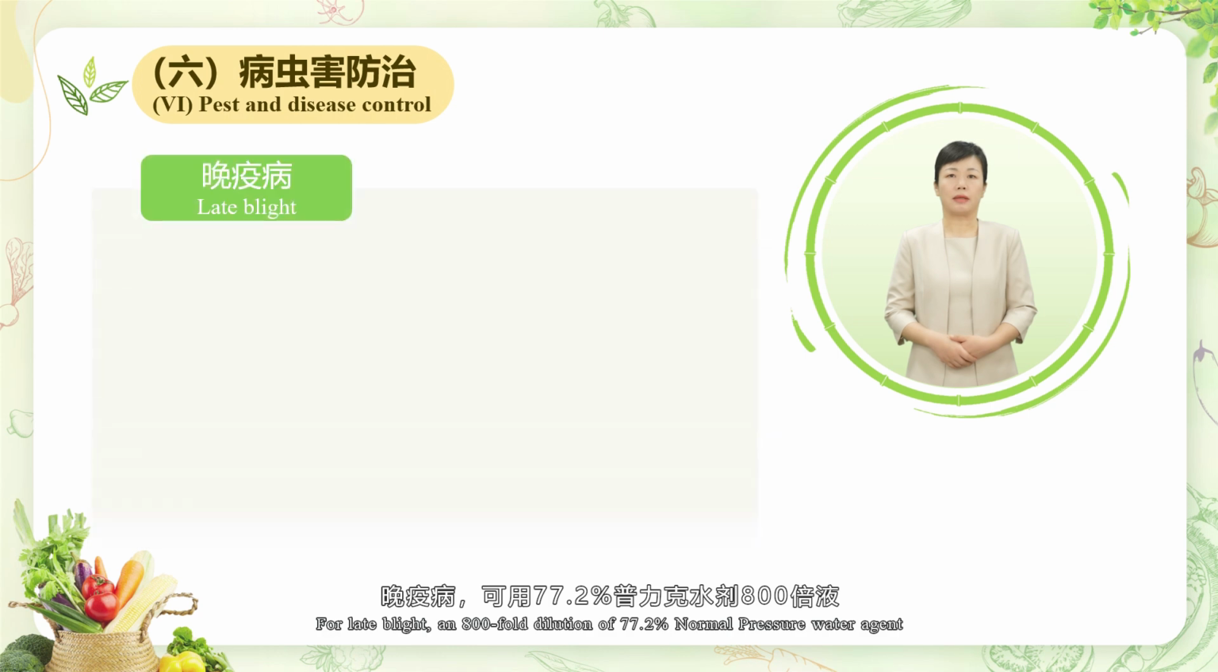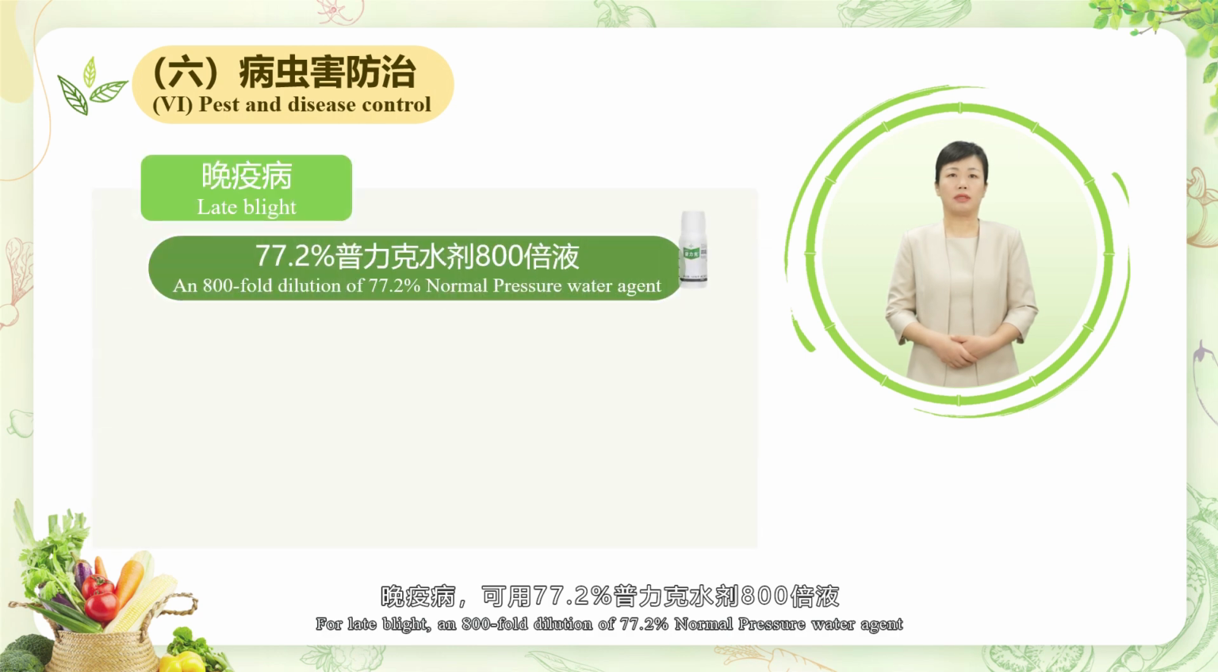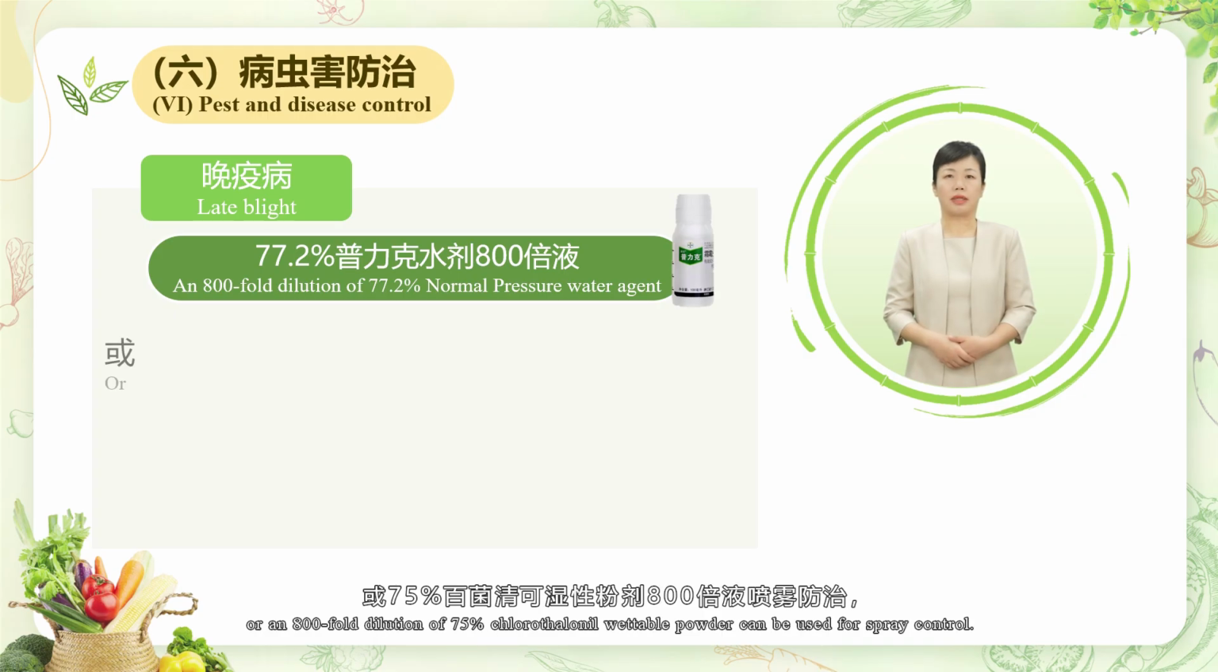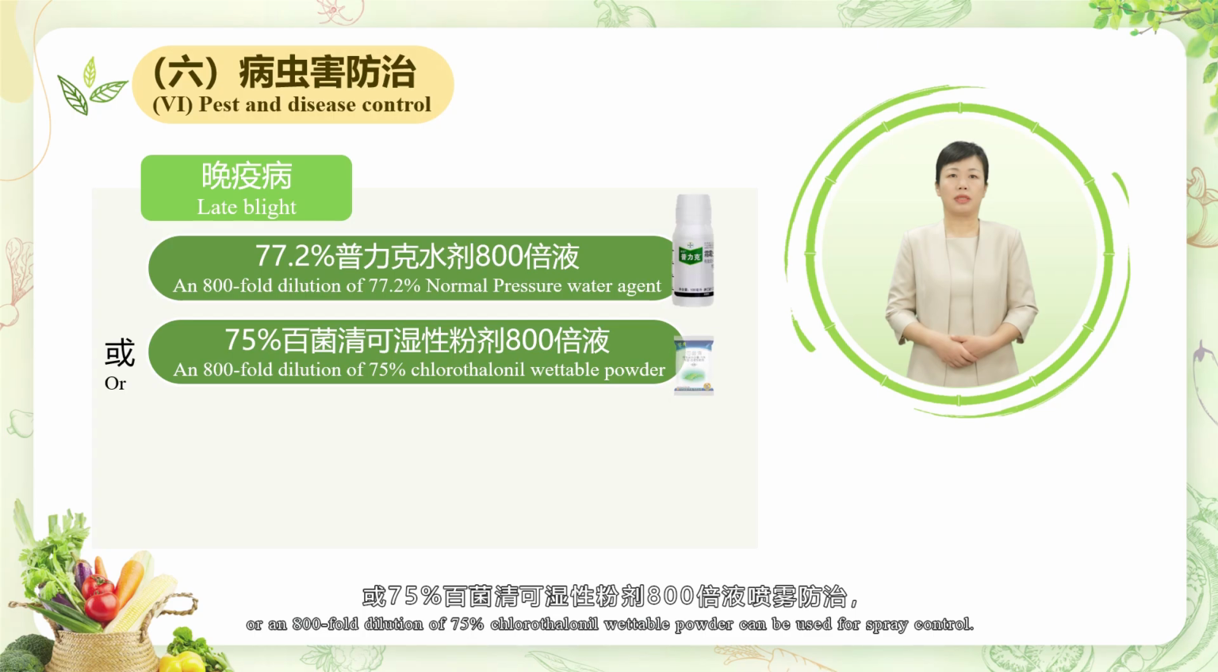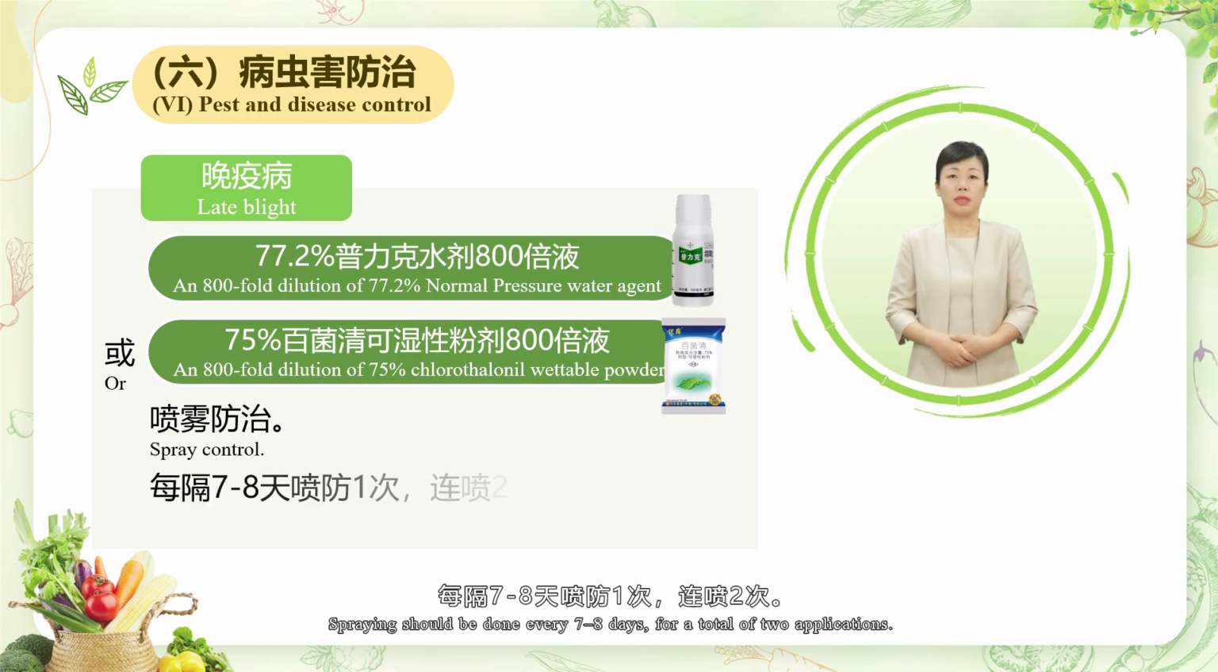For late blight, an 800-fold dilution of 77.2% normal pressure water agent or an 800-fold dilution of 75% chlorothalonil wettable powder can be used for spray control. Spraying should be done every 7 to 8 days for a total of 2 applications.